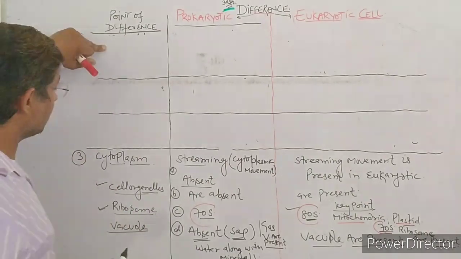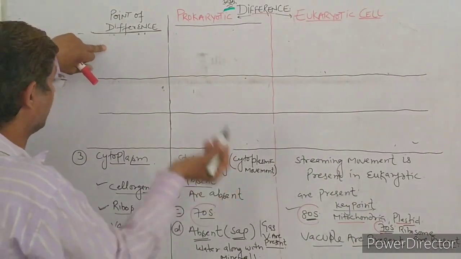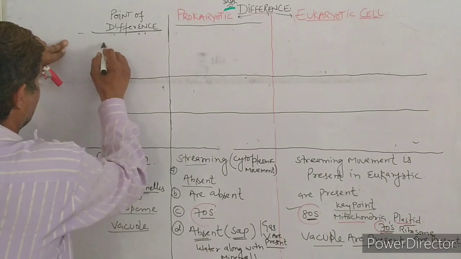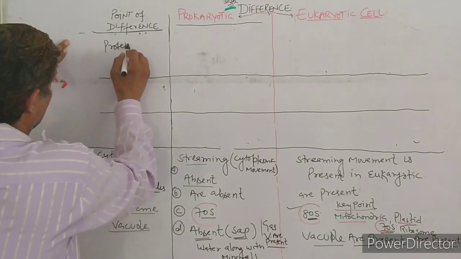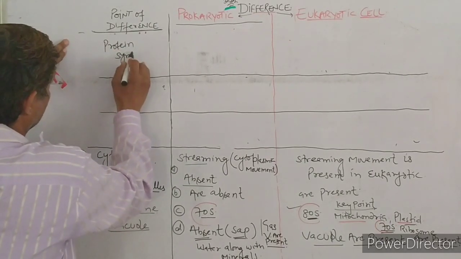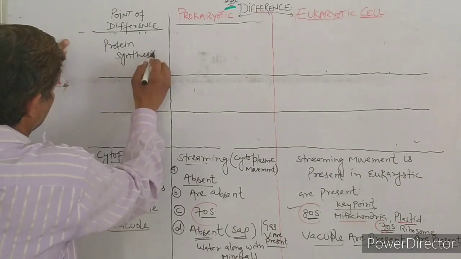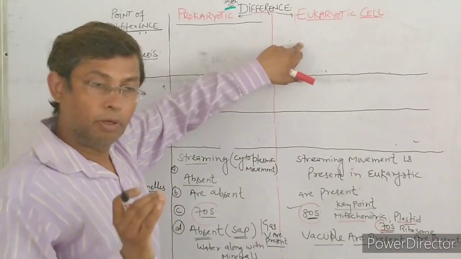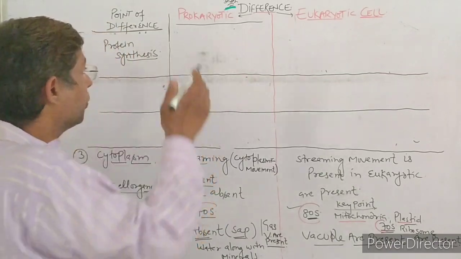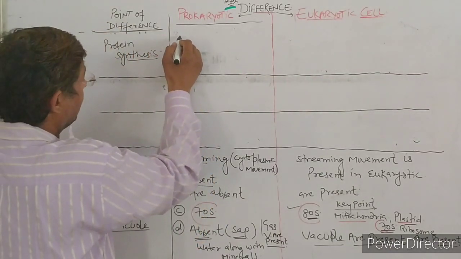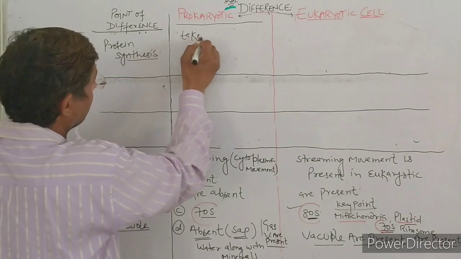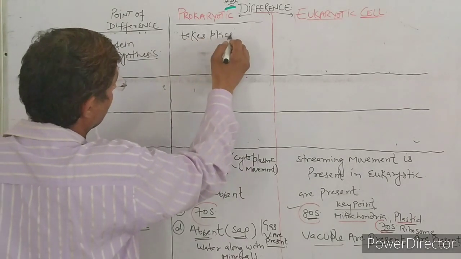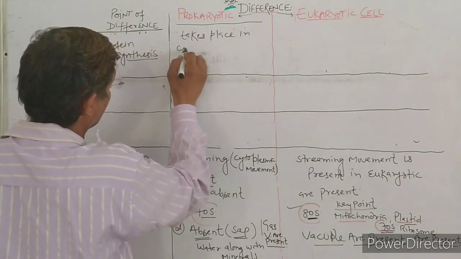So the next difference is protein synthesis. Protein synthesis takes place in both. But the difference is that in prokaryotes, protein synthesis takes place in the cytoplasm.